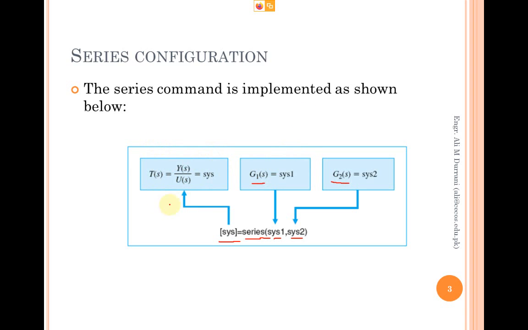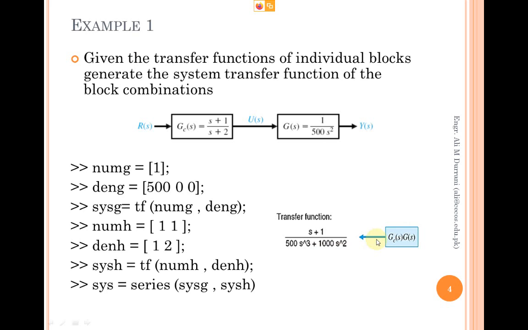So sys is actually the output, in which you will get the result of your configuration, g1 is the first transfer function and g2 is the second. Both are connected in series. So this is the first example.